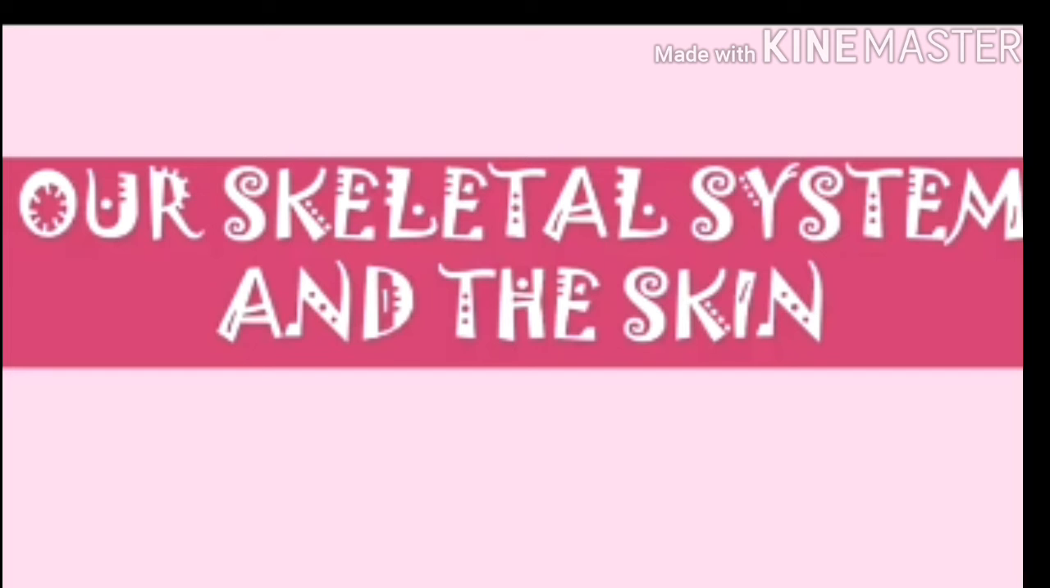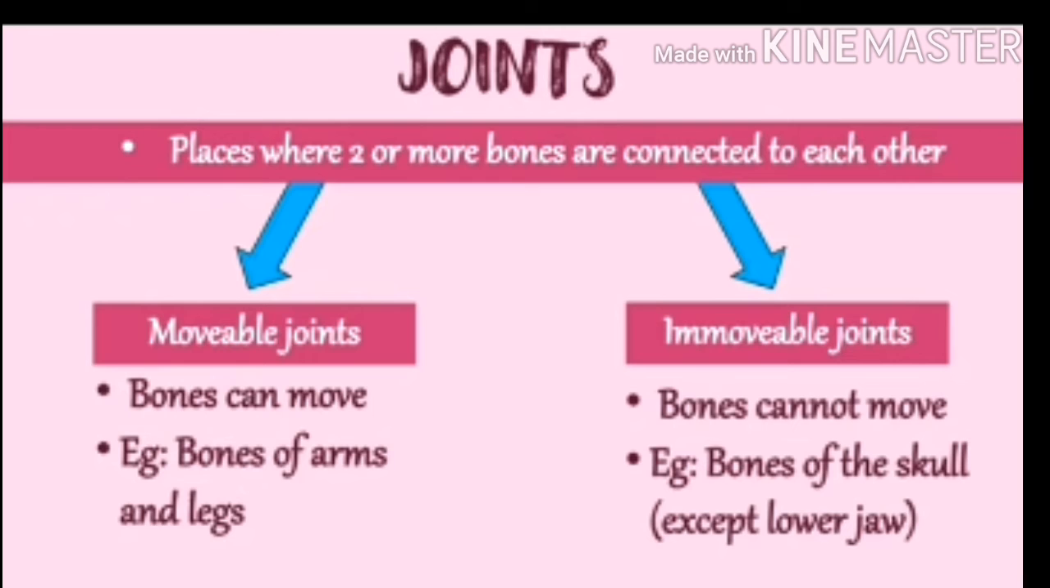So let's see about the joints. Before that, one activity you have to do. Observe your body, okay, from head to toes. Observe the different places at which your body can bend or turn, and find out where your body gets bent or turned.